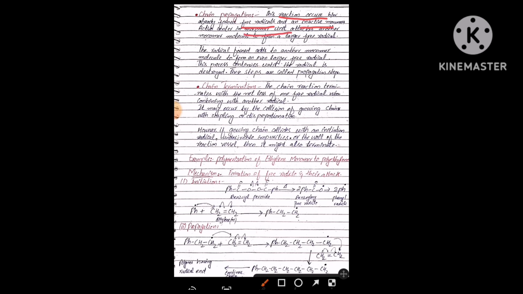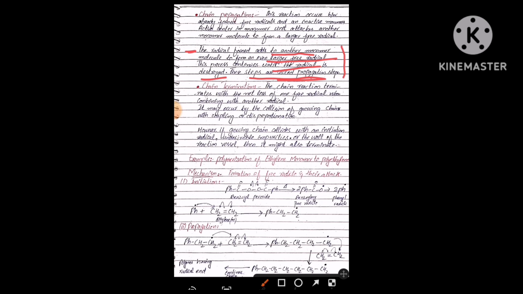The active center in the monomer unit attacks another monomer molecule to form a large free radical. The radical formed adds to another monomer molecule to form an even larger free radical. This process continues until the radical is destroyed. Students, remember it. This step is important. These steps are called propagation steps.